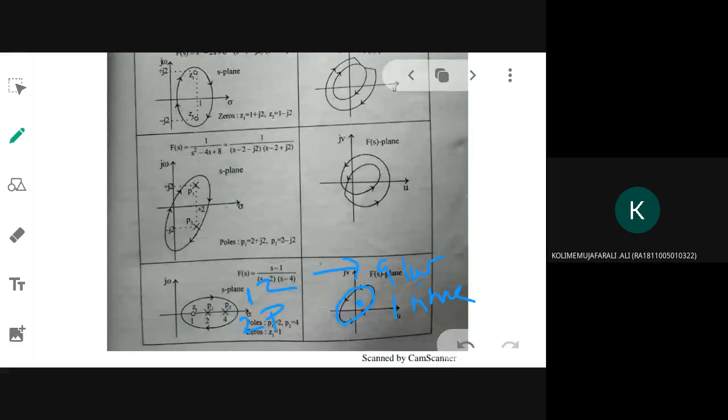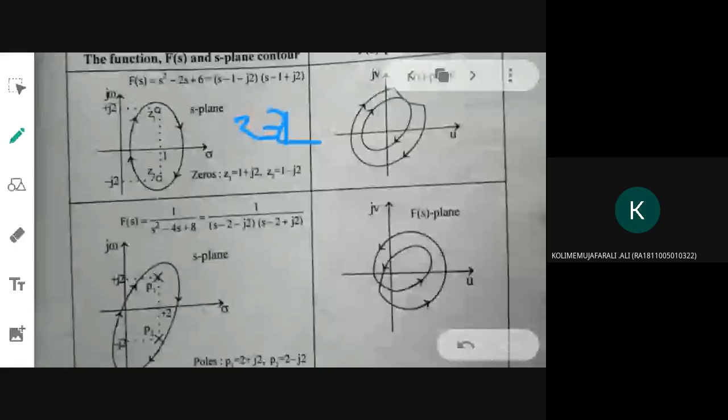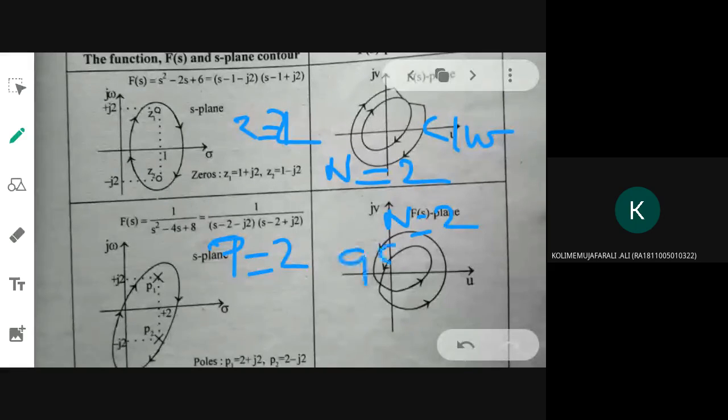If you finally observe, in the first diagram the number of zeros Z was 2, and the number of encirclements, represented by the letter N, was equivalent to 2, and the nature of the encirclement was clockwise. And if the number of poles, represented by P, is 2, then you are having again 2 encirclements, but now anti-clockwise. That we have observed.